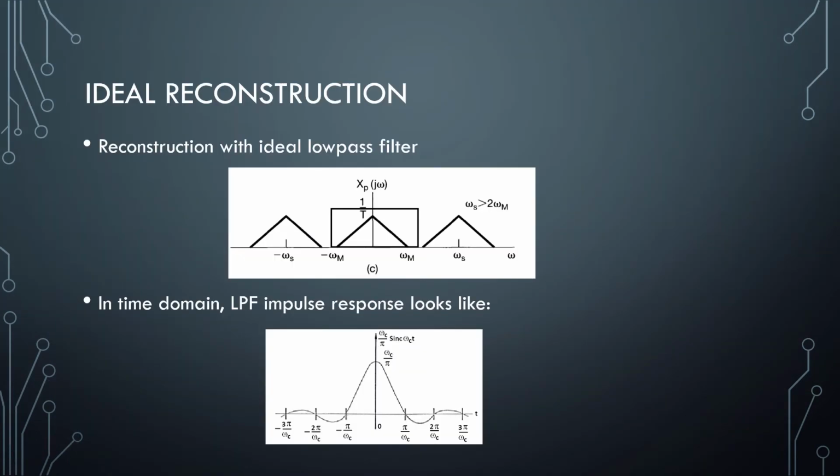So we can reconstruct the original signal x of t with an ideal low-pass filter and gain T. We take xp of t to do that. And in the time domain, the low-pass filter impulse response looks something like below, a sinc function, and in practice, it's very hard to generate something that looks like this.